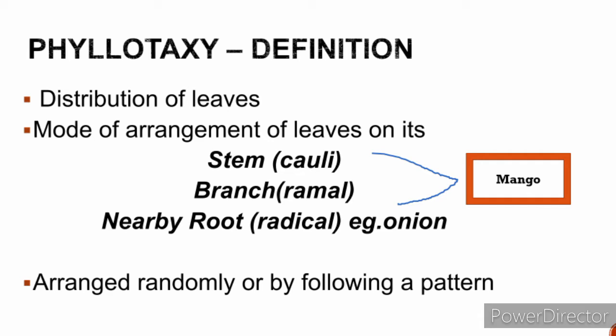From the NEET point of view, we need to know cauline leaves, ramal leaves and radical leaves. Cauline leaves arise from the stem. Ramal leaves arise from the branches or sub-branches. Example for cauline and ramal leaves: mango. Radical leaves arise from near the root. Examples are onion and radish.